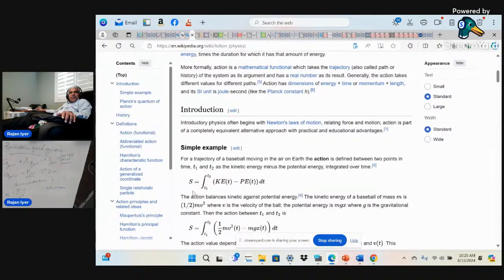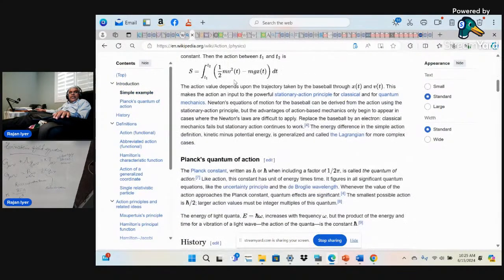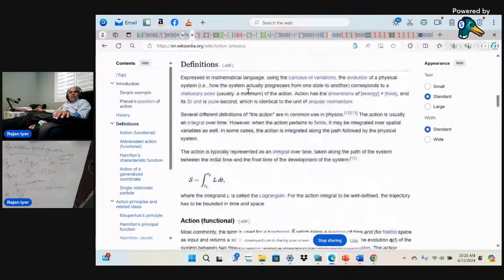So S is written in Lagrangian form. Action is kinetic energy minus the potential energy, integrated over time. So then you can write the Lagrangian, right? This is the Lagrangian. That's why they write the action simply as the integral of the Lagrangian. Kinetic minus potential is the Lagrangian, L, and you integrate over time. This is a simple definition of action.